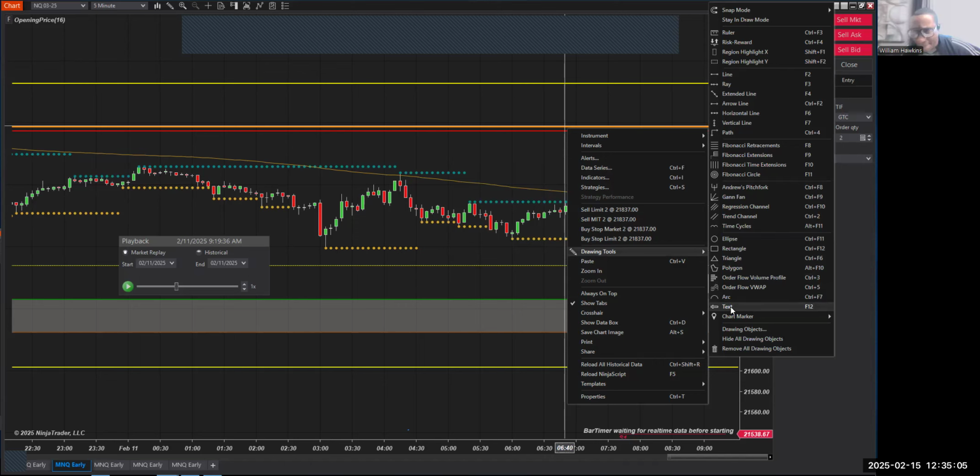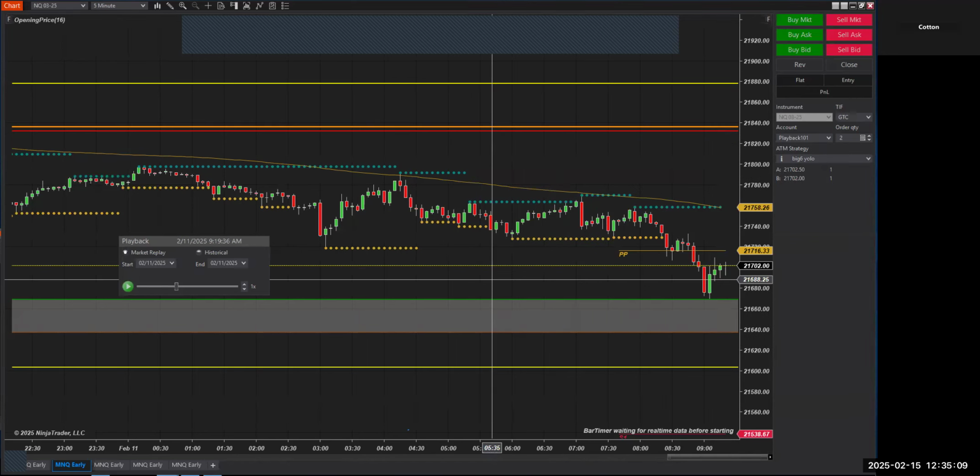Right here. Yeah, the drawing tool can text. You can mark it that way, and then use colors.